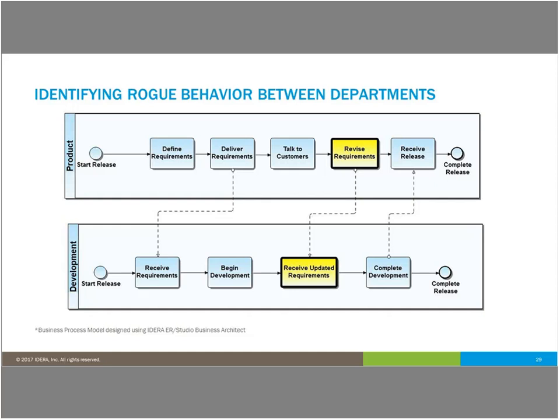But in this case, you're adding extra complication to the process. And if you took that piece out where you're revising the requirements and talking to the customer and put that before you actually delivered the requirements to the development team, then it would make the process flow a lot better. It would be a lot less complicated. There'd be a lot less back and forth between development and product, and the product would be released faster.